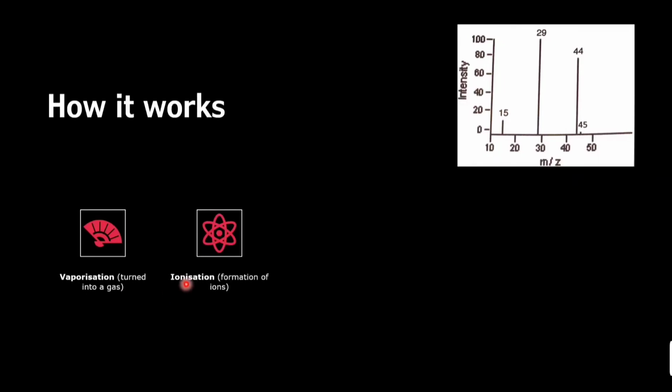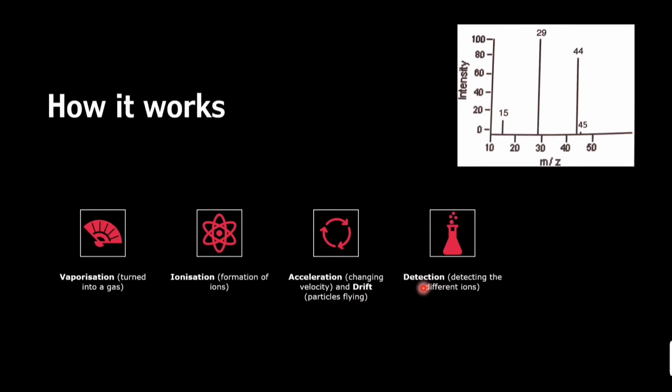So how does mass spectrometry work? We are going to be looking into these steps a bit further, but we're just going to set them out now so you can see where it's going. So first is vaporisation. So our sample is turned into a gas. Then ionisation, so our sample is formed into ions. Then acceleration, so changing the velocity, and the sample enters drift, so the particles are flying. Then it's detection, so we're detecting the different ions. And then analysis, so we're turning the information that we found from the detection into a mass spectrum. And a mass spectrum is just this sort of graph up here, so it's displaying the information we found from our detection. So these are the simple steps, but we'll be going into these further now.